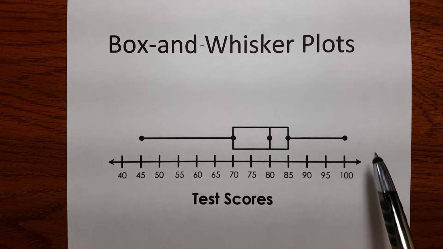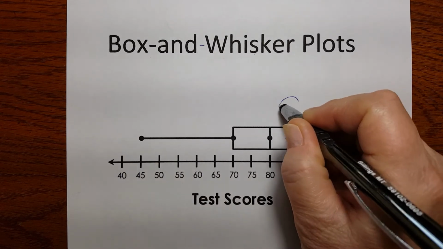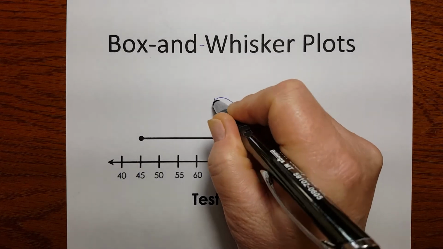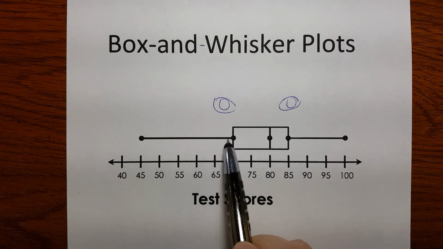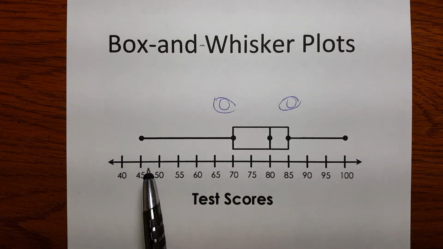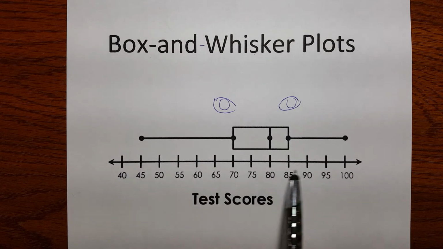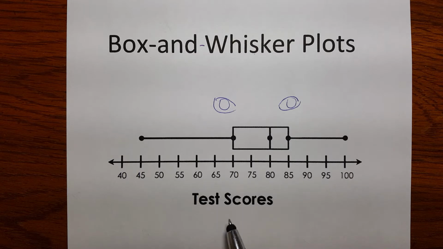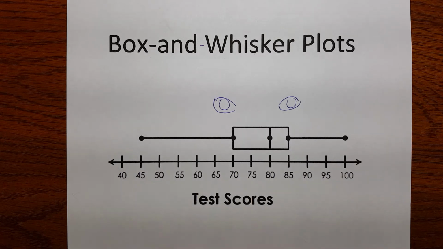Today I'm going to be talking about box and whisker plots. This is a box and whisker plot right here, and we call it that because it kind of reminds us of a little kitty cat. Here's the box, and here are the whiskers. We use this to display our data on a number line, which is here. Our example today is test scores. This box and whisker plot shows the distribution of test scores in a class.